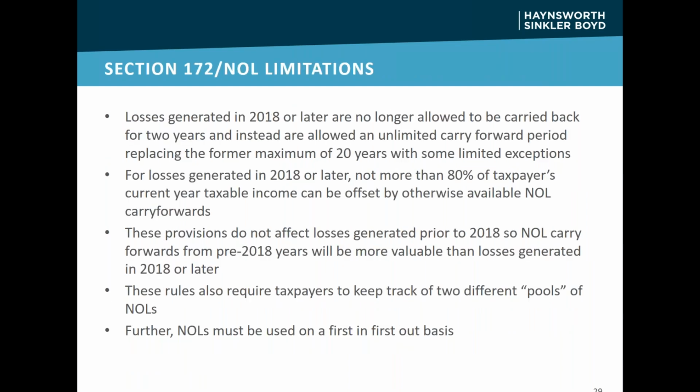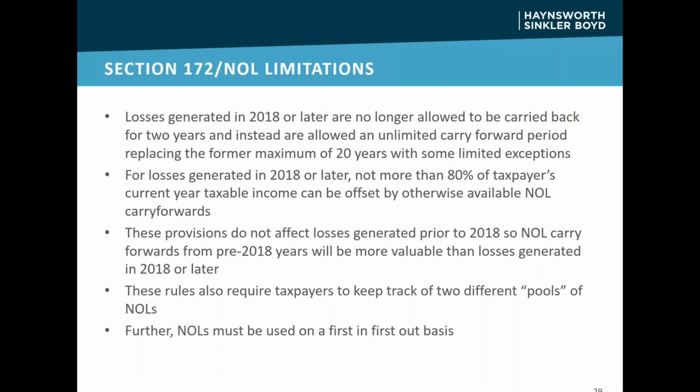All right, net operating loss limitations. Losses that were generated in 2018 or later are no longer allowed to be carried back for 2 years, but are instead allowed an unlimited carry forward period, replacing the former maximum of 20 years with some limited exceptions. So it used to be that you could carry back losses for 2 years and carry them forward for 20 years, but now we're just carrying forward indefinitely and no carryback period.